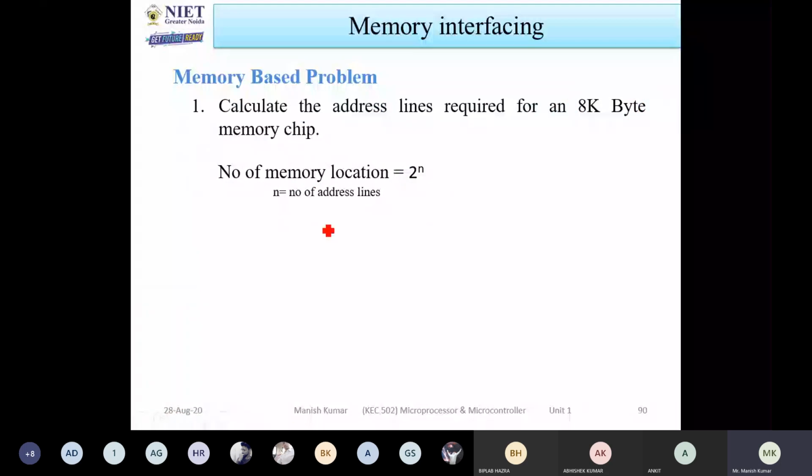Okay, so now here you are getting the answer n equal to 13, correct? So n equal to 13 means 13 address lines will be required, but how many lines do you need in total? 16, correct?